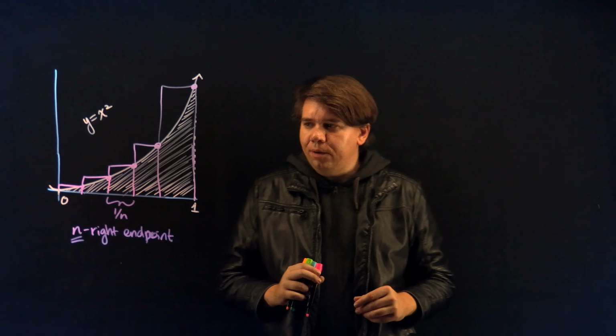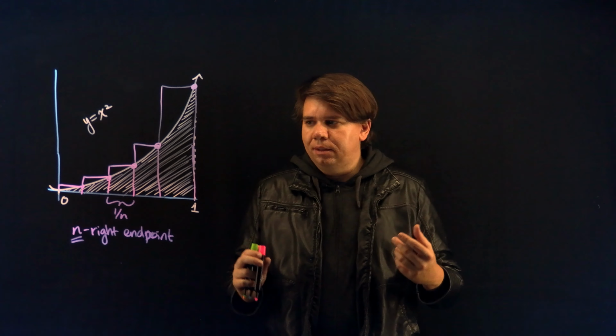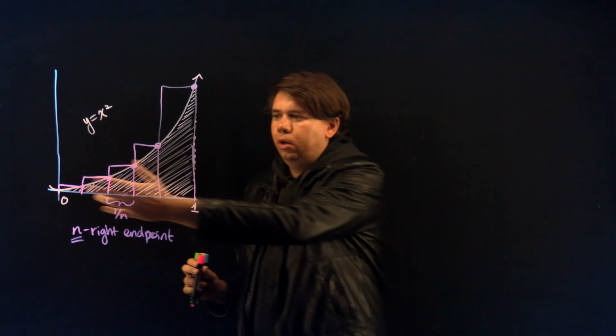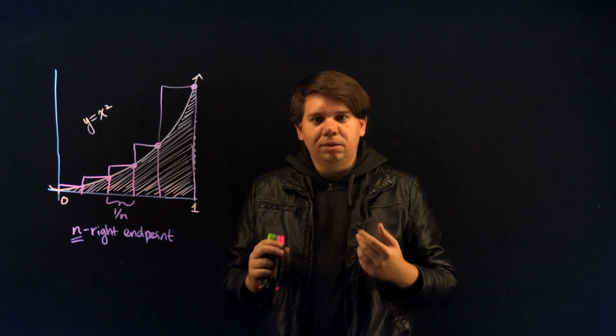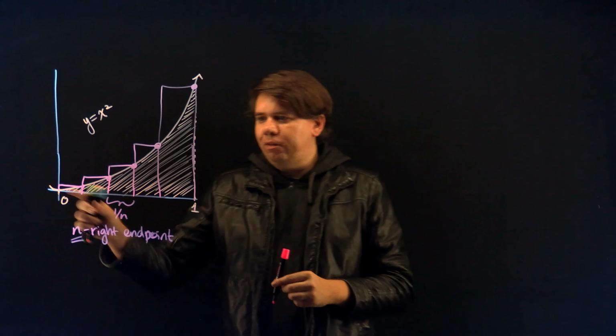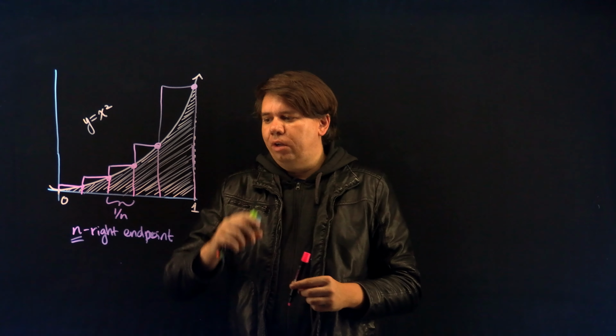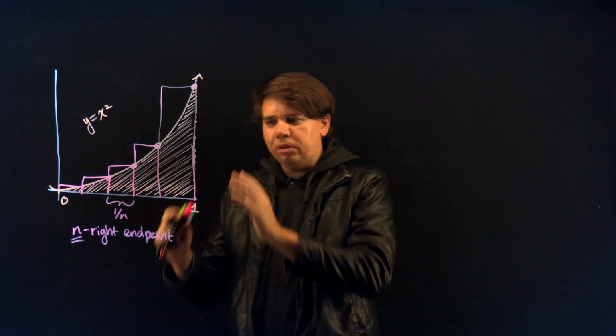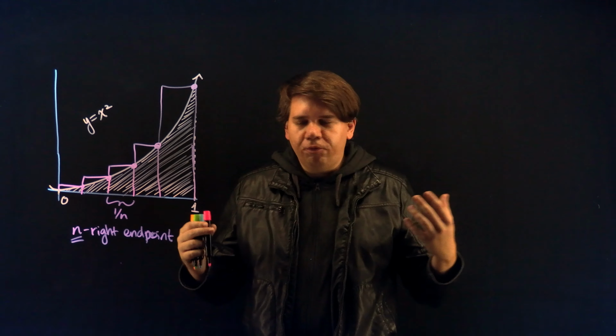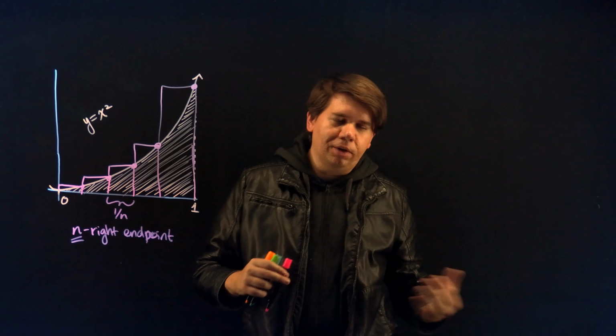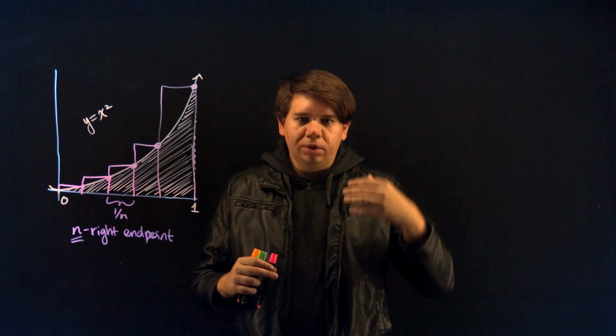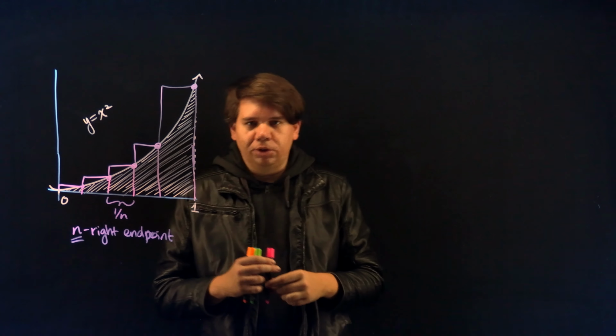Now what I want to do is ask, in general, what do the areas of these rectangles come out to be? What is the area of n right endpoint rectangles? Not just when it's 4 or 8 or 16, but can I get a formula for any n? And then if I want to, I could plug in 100 or 1,000 or 1,000,000 to get my approximation.